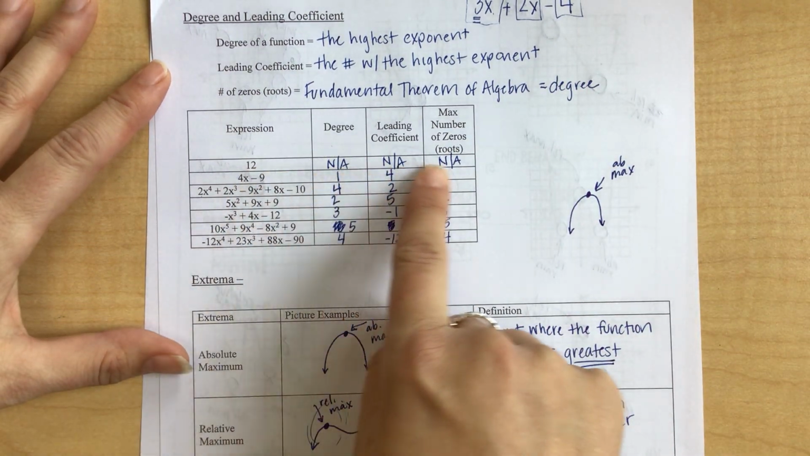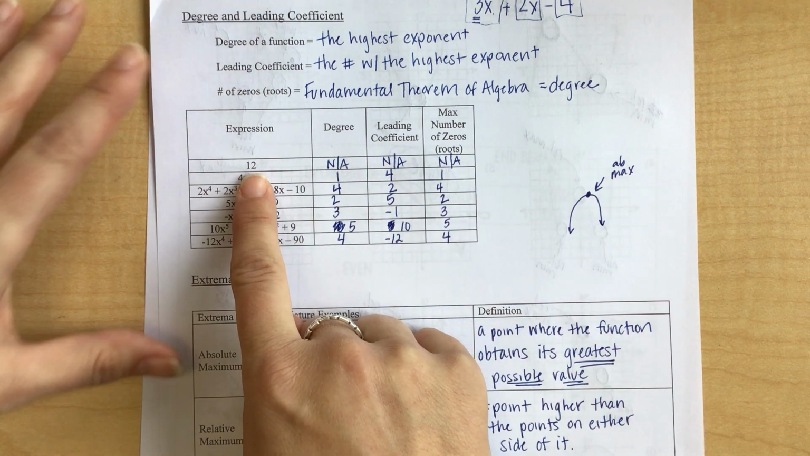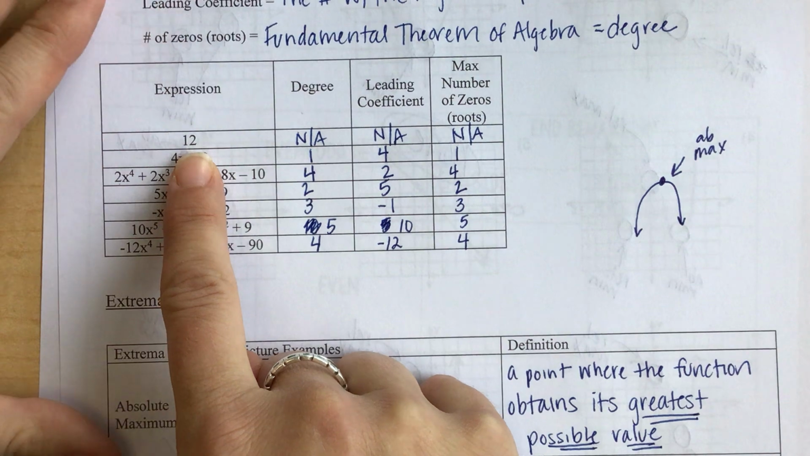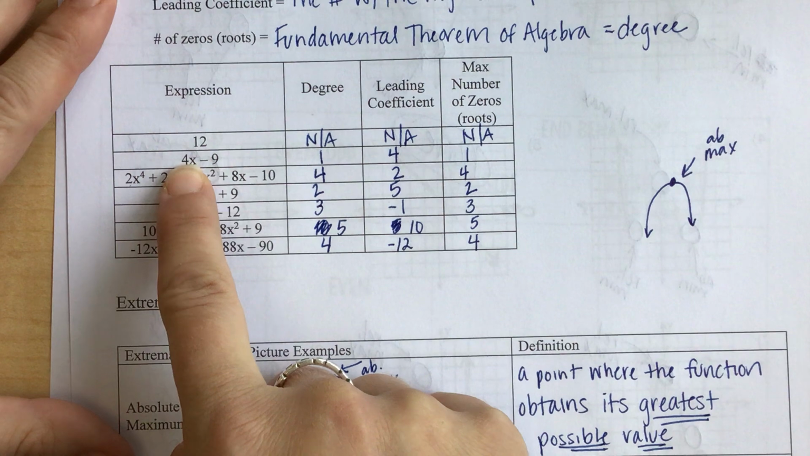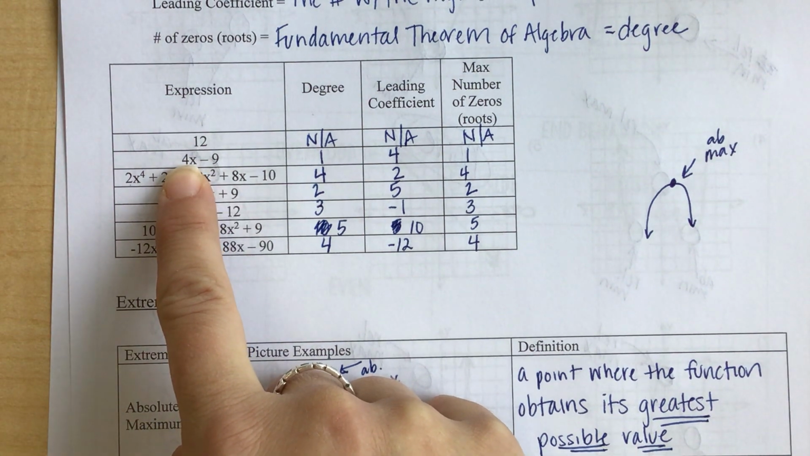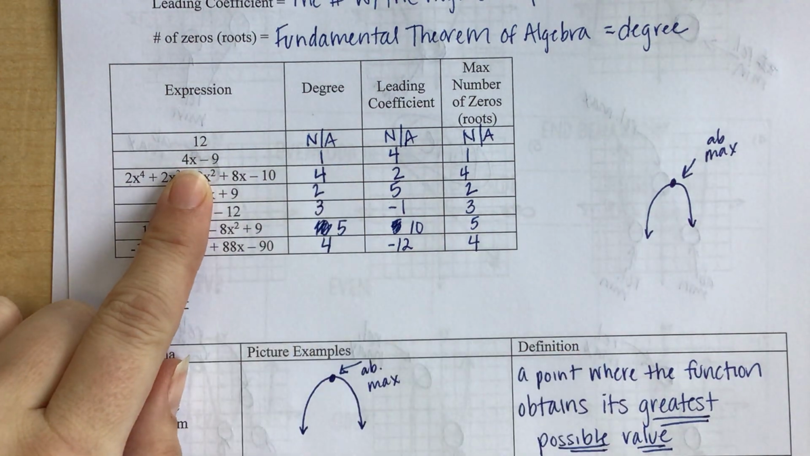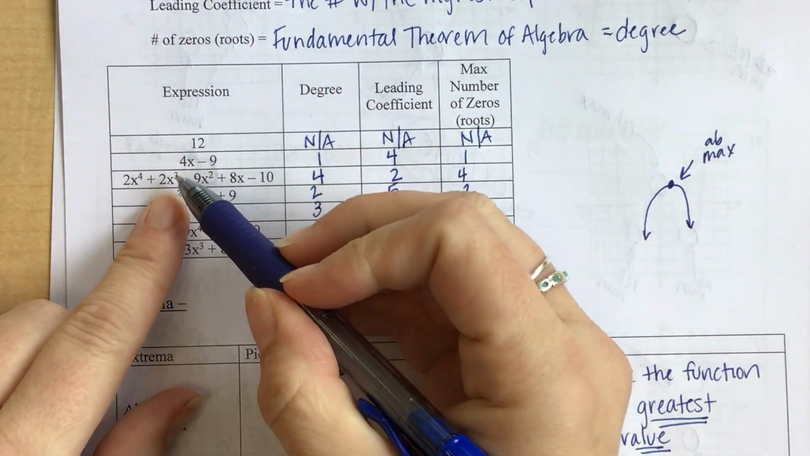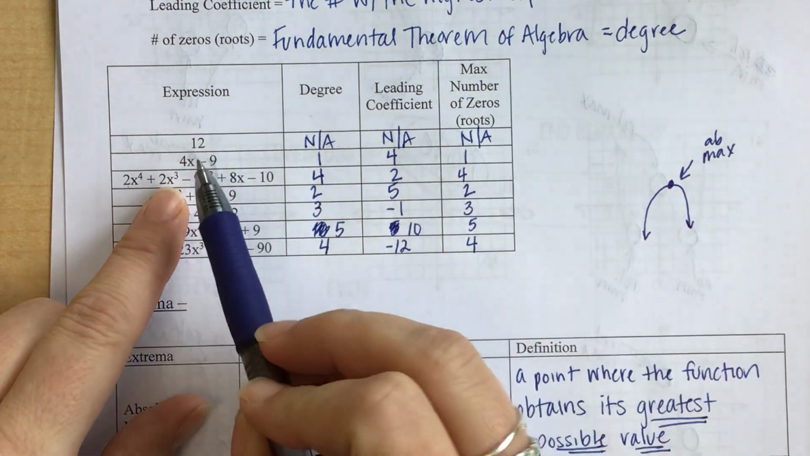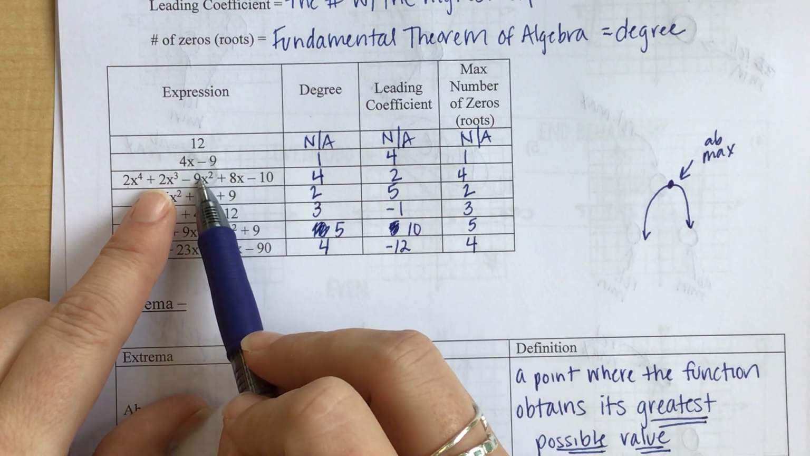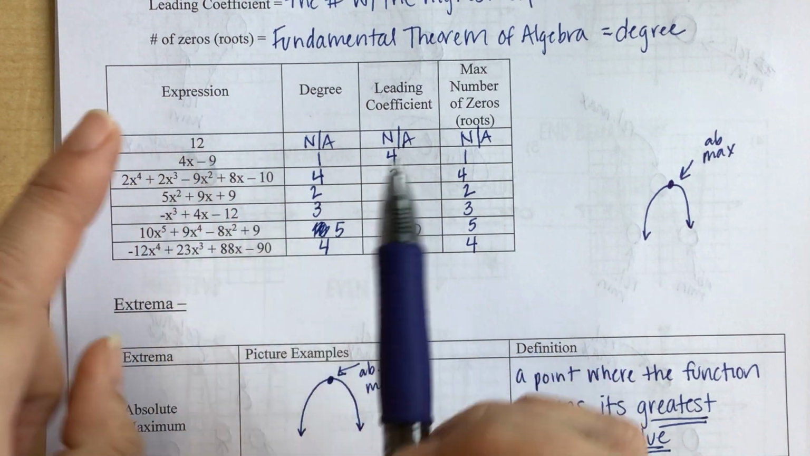If it's just a number, we don't have a degree, leading coefficient, or zeros, because we have to have an actual function or an equation. Then we have 4x minus 9. Remember that this has x to the first power, so the degree would be 1. The leading coefficient, the 4, is with that variable, and the number of zeros would just be 1. This is a linear equation, like 4x minus 9 equals 23, and you'd only have one answer.